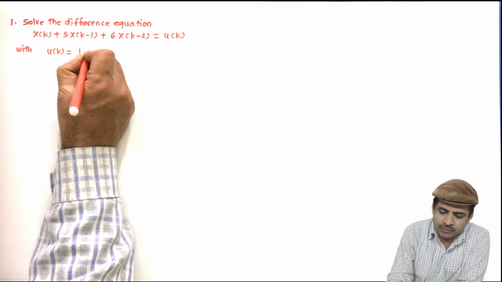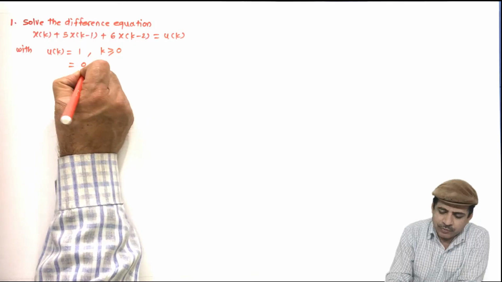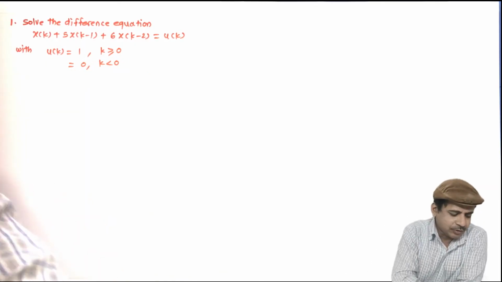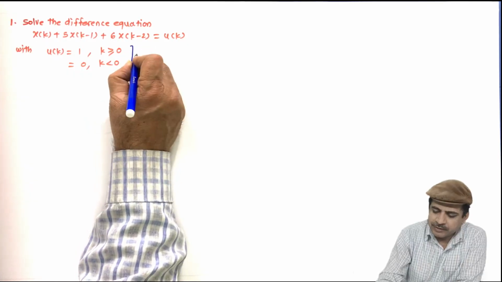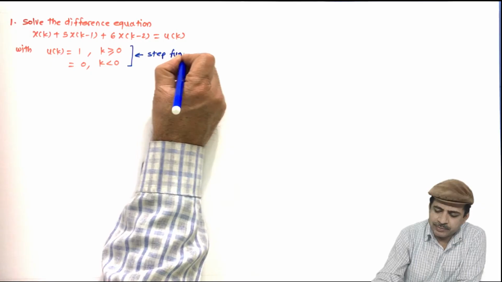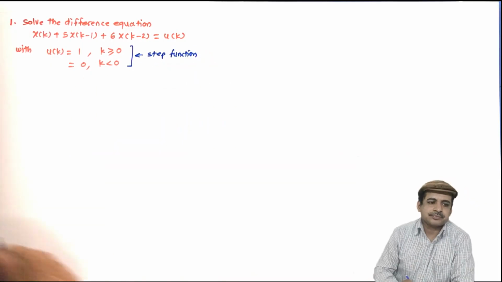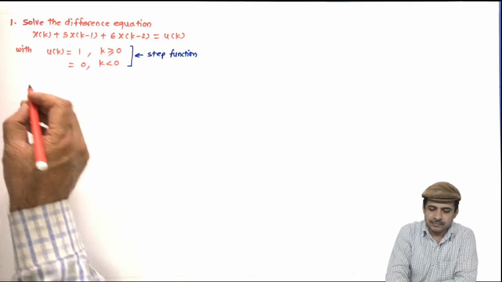So it is nothing but 1 for k greater than or equal to 0, and it is equal to 0 for k less than 0. So what I can say is that this is a step function, or step signal, unit step. Now I have to solve this. So let us start solving.